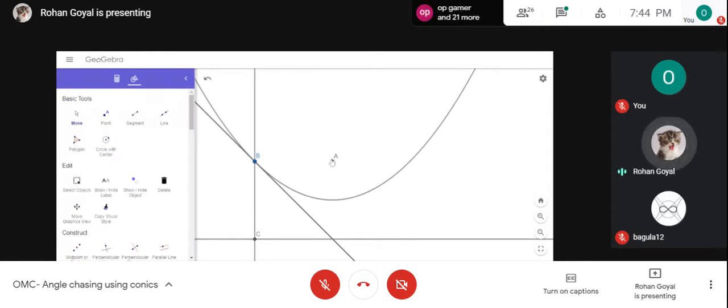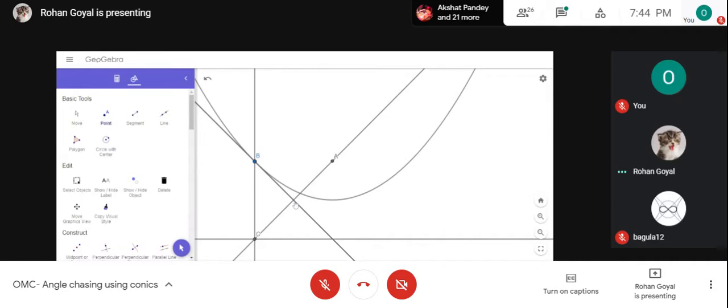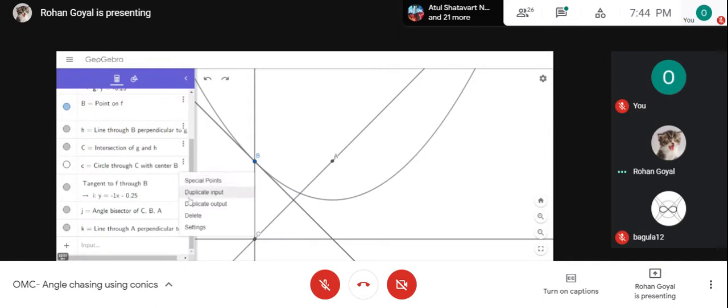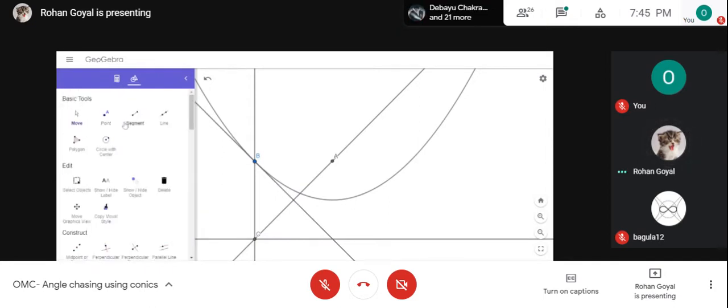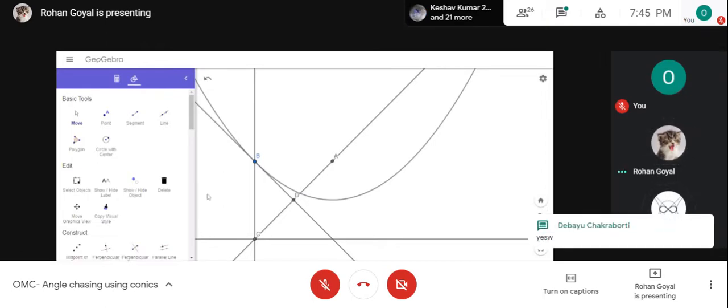Now, BA equals BC as well, right? And this is the angle bisector. So if I take a foot of perpendicular from here, let me call this D. Now D is the foot of the perpendicular from A to this tangent, right? From the B tangent. Okay.